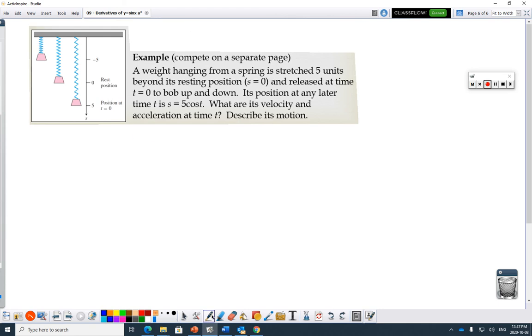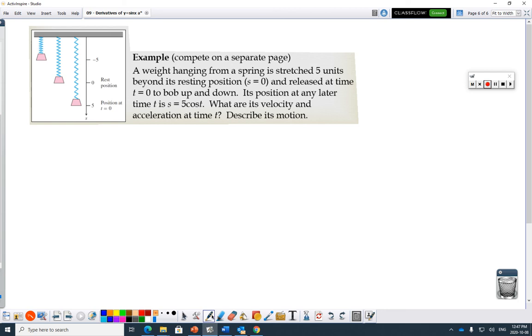And most of it is really easy. And at the end, I got a little explanation. It says a weight hanging from a spring is stretched 5 units beyond its resting position. So you've got a weight on a spring like this, and somebody grabs it after it's sitting there and pulls it down. And then lets it go, and the thing goes boing, boing, boing, up and down.